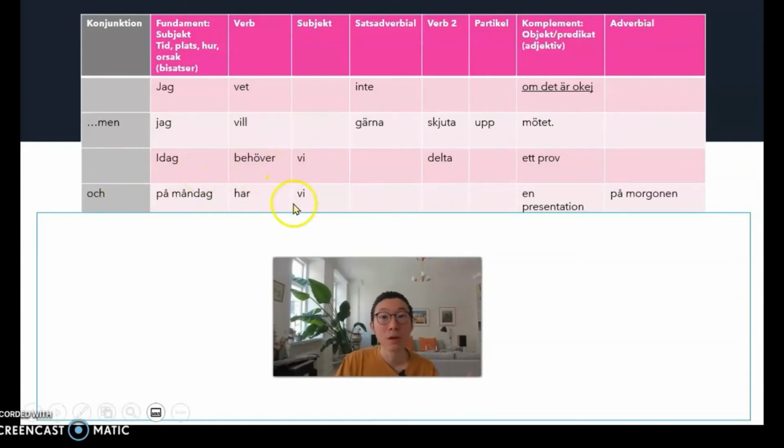Och på måndag har vi en presentation på morgonen. På måndag, adverbial, har vi. On Mondays, we have. In English, har vi på svenska en presentation på morgonen. In the morning, på morgonen. Så adverbial kan du ha i början eller i slutet av en mening. So adverbial can be placed in the beginning or in the end.